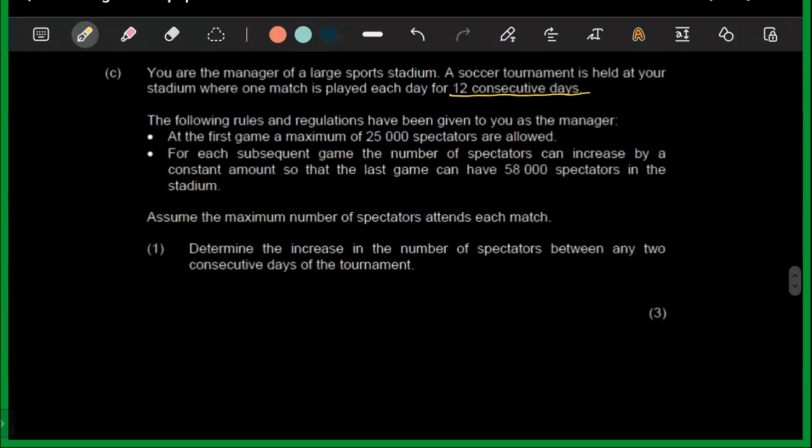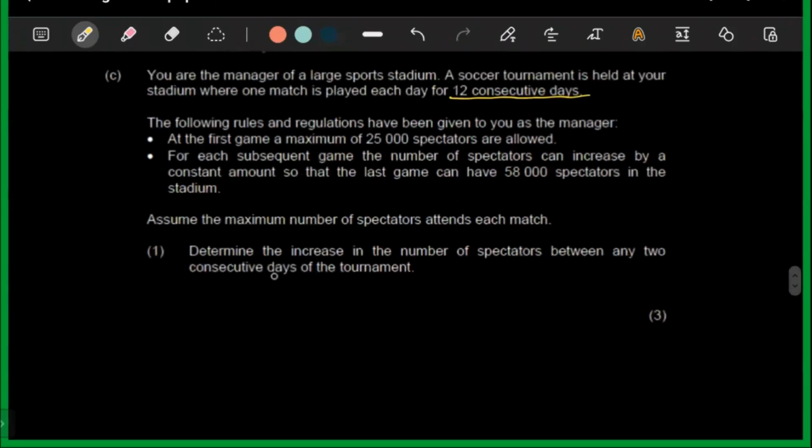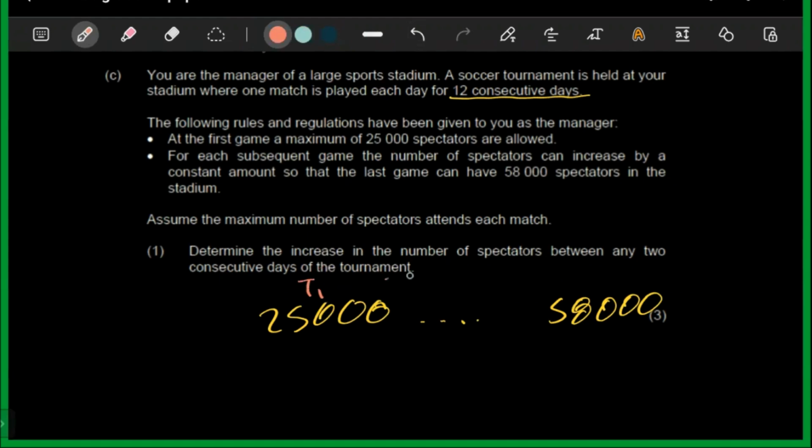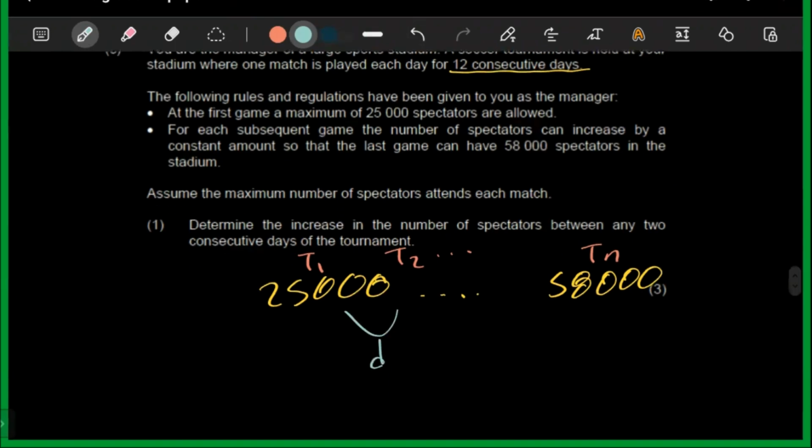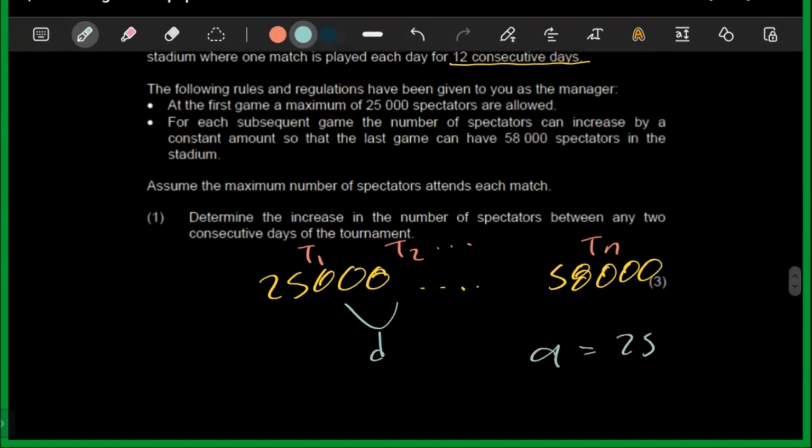Yeah, this is some kind of a sequence. Obviously, it starts at 25,000 spectators, right? And then the next day, you don't know, going on and on until the last day, which is 58,000 spectators. So in this sequence, this is term number 1, right? Term number 2, you don't have going onwards. But you know the last term here is 58,000. The other issue is you don't know what the common difference is. But you know the first term is 25,000. So you have two things missing.